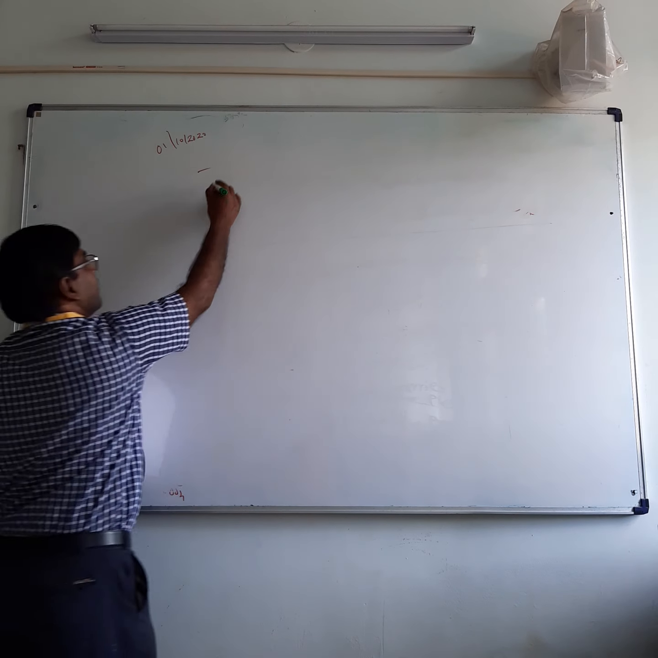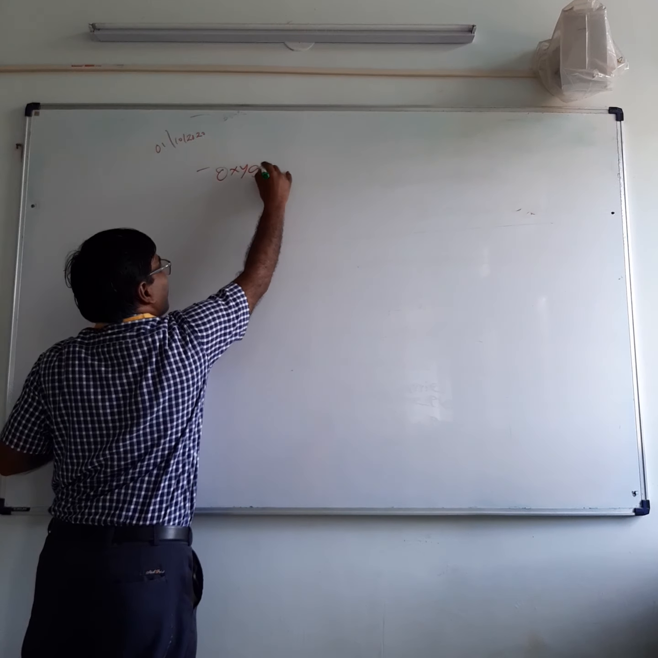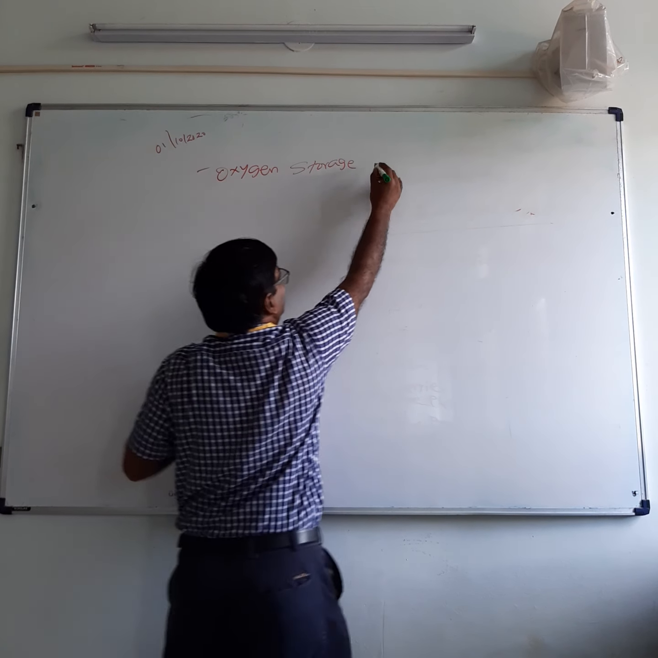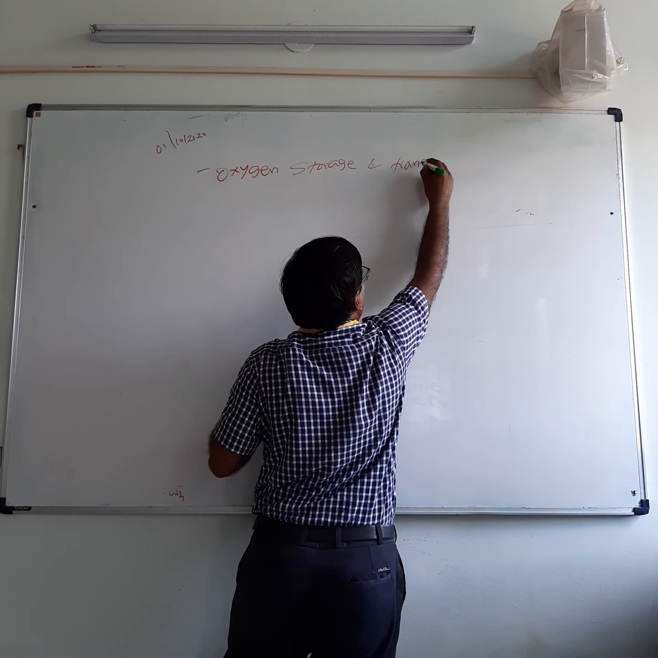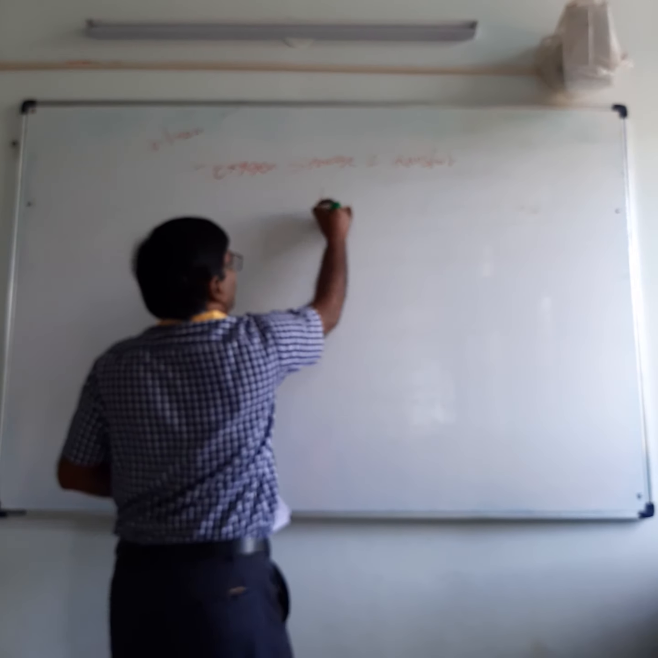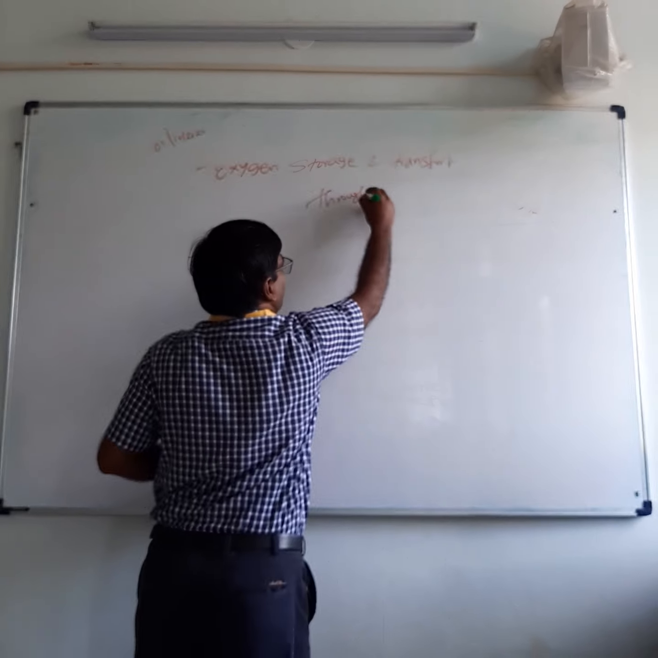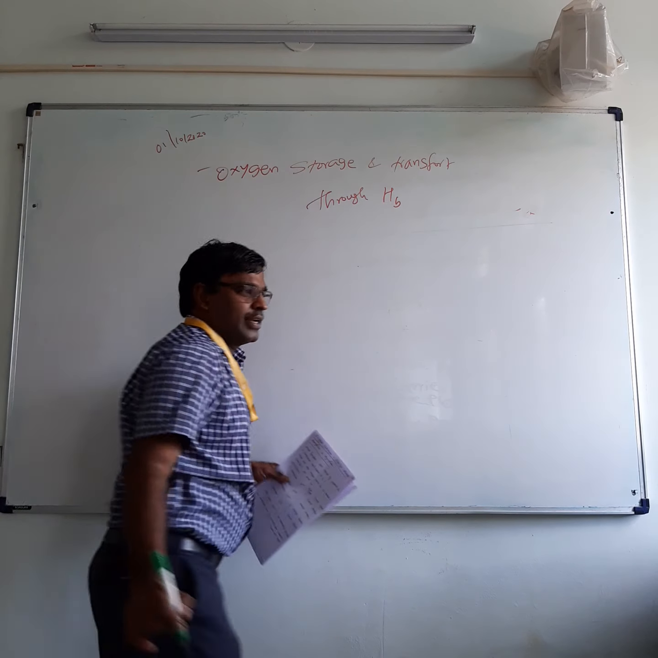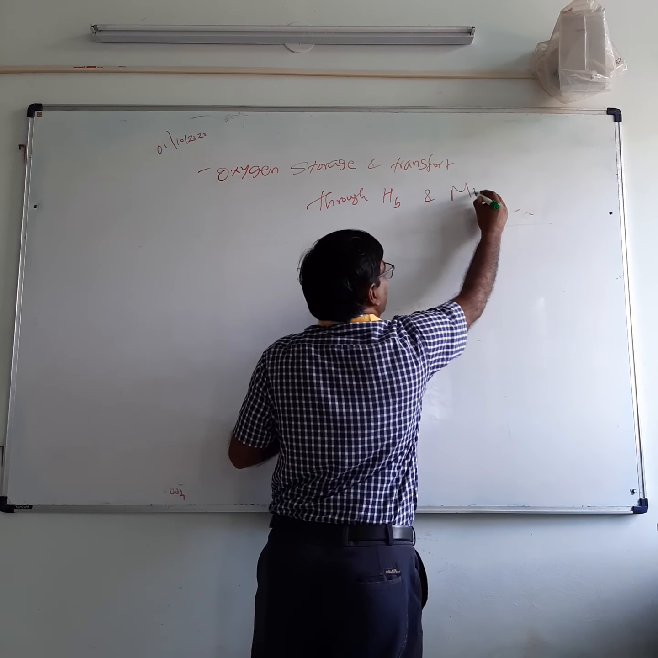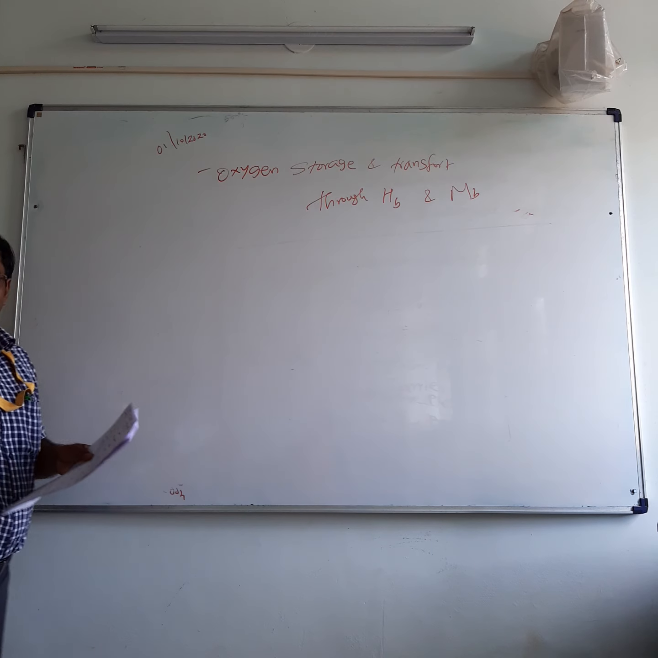So we will talk about oxygen storage and transfer through hemoglobin and myoglobin. That is, we will represent hemoglobin as Hb and myoglobin as Mb. Okay, myoglobin and hemoglobin.